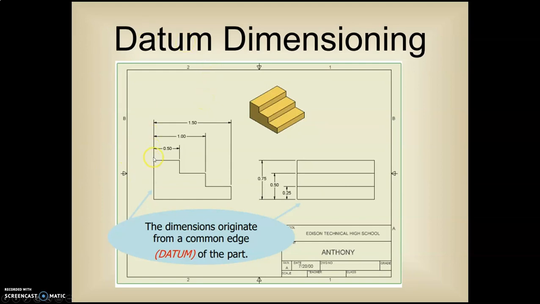So we use this as a datum point, which means that we take all our dimensions from that surface. So now we have 0.5 here, 1 inch here, 1.5 here. That stops our accumulation of tolerances. Here we have a datum down here, and a dimension 0.25, 0.5, 0.75. This is the datum right here and right here.